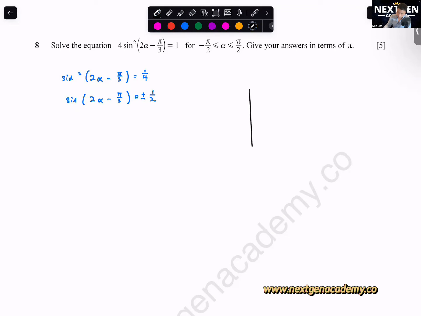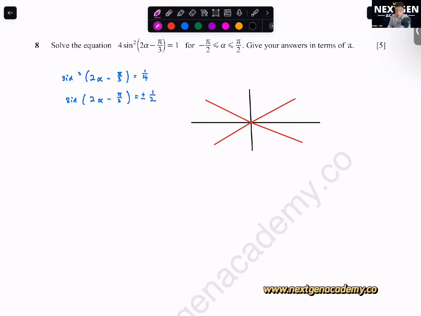Okay, so when we do the ASTC method, let's draw 4 quadrants here. I will consider all 4 quadrants, that is because it's plus and minus. Okay, few things we need to find. Number 1, let's find what is the base angle first.